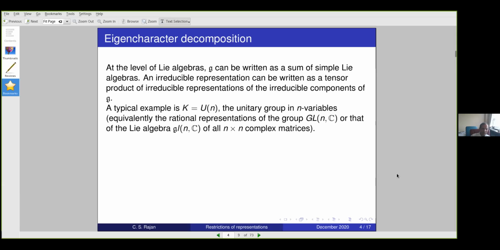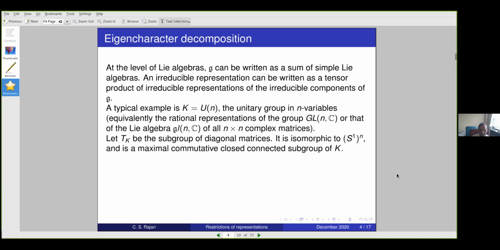I think this has come slightly out of the way, but a typical example I want to mention is when K is the unitary group U(n), the unitary group in n variables. Equivalently, you're looking at the representations of the group GL_n(C), or that of the Lie algebra gl_n(C) of all n cross n complex matrices. This is always a very good example to keep in mind, and most of the problems are there even in this case.